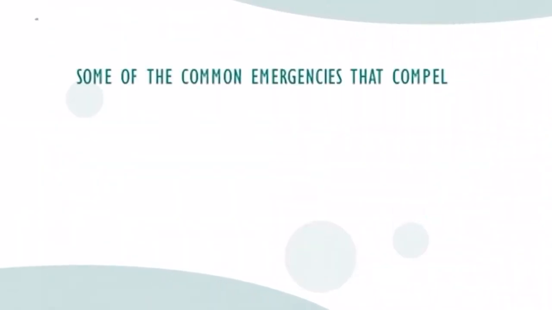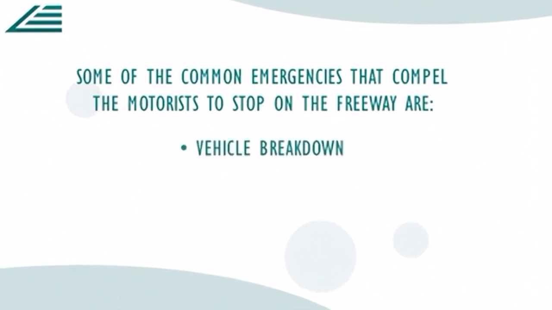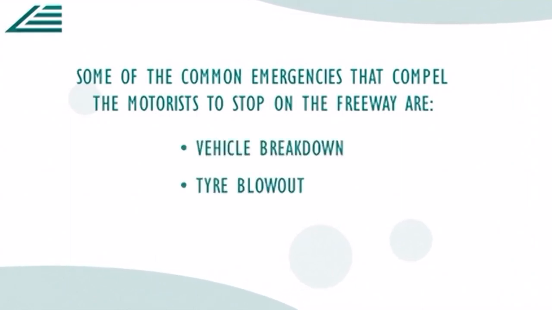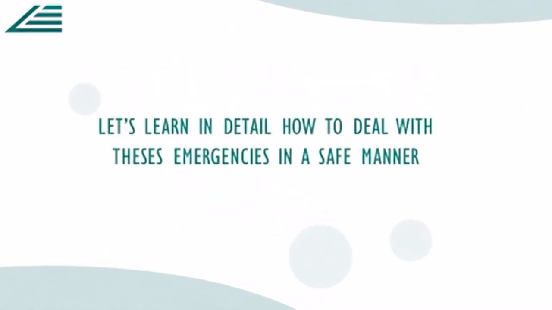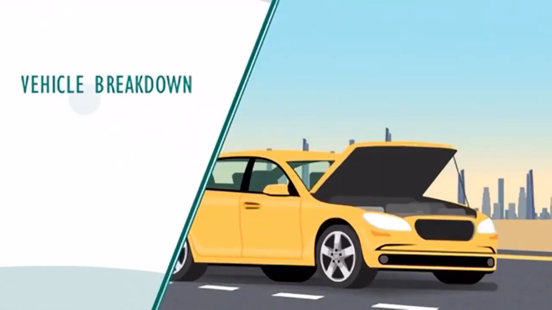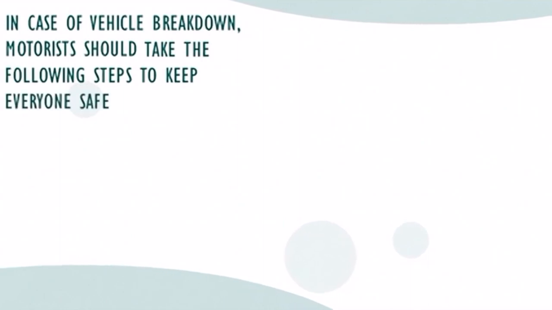Some of the common emergencies that compel the motorists to stop on the freeway are vehicle breakdown, tire blowout, and other emergencies. Let's learn in detail how to deal with these emergencies in a safe manner. Vehicle breakdown. Vehicle breakdown on the highway is dangerous and can sometimes create a hazardous situation. In case of vehicle breakdown, motorists should take the following steps to keep everyone safe.